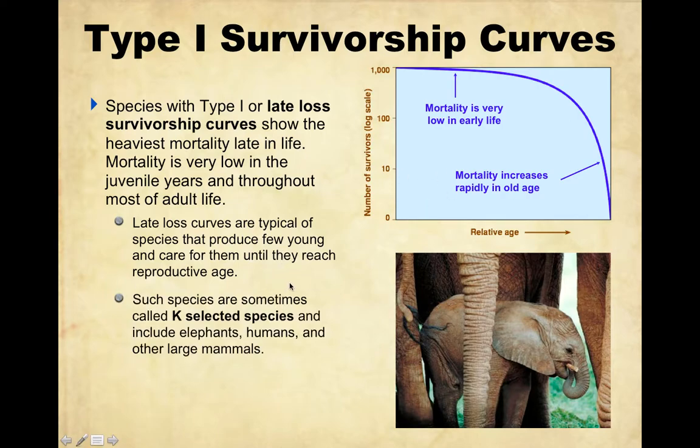They produce few young, and they take care of them until reproductive age, okay? So humans, elephants, and most large mammals are K-selected species, including some species of sharks, which is not a mammal, it's a fish, okay?